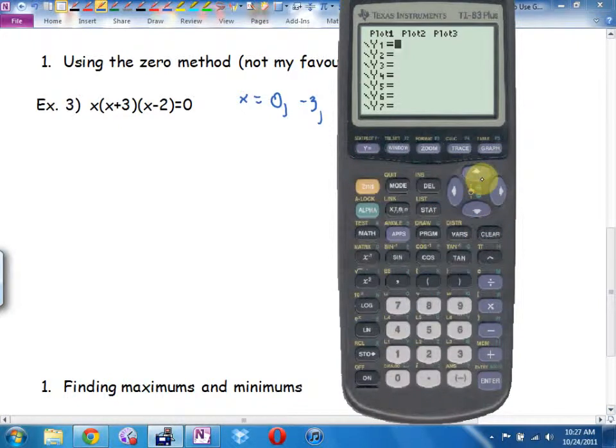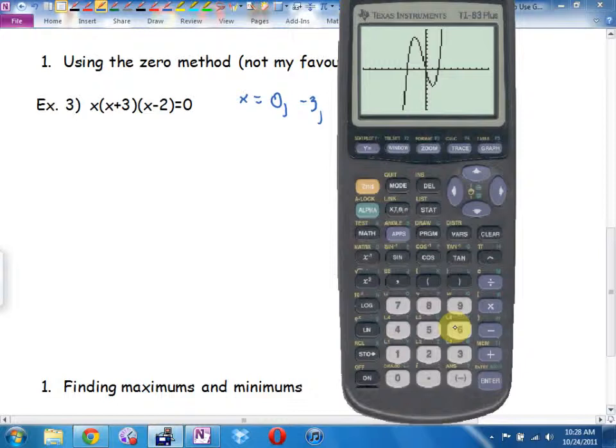And I'm going to graph x bracket, x plus 3, close bracket, bracket, x minus 2, close bracket. And again, because I think we changed our window, I'm going to go zoom standard. So go zoom 6 and then hit graph. Oh, it graphs automatically. Our windows should all look the same, and I'll pause and make sure you all get there. And if you can't get there, now is the chance to tell me. Everybody there? Okay.